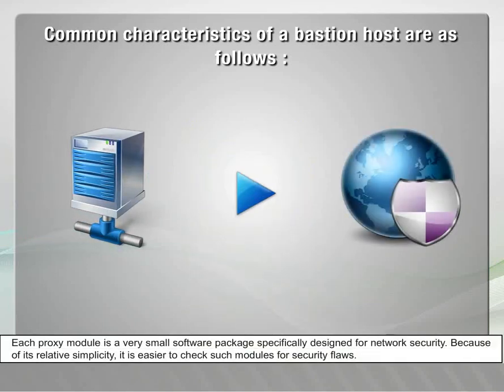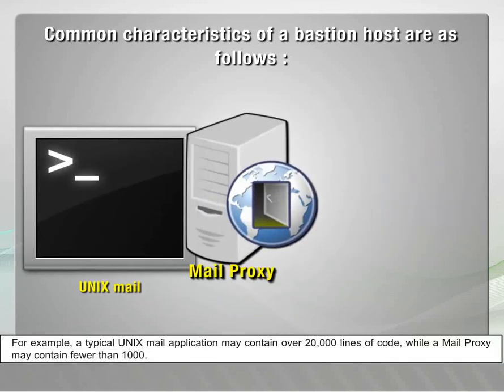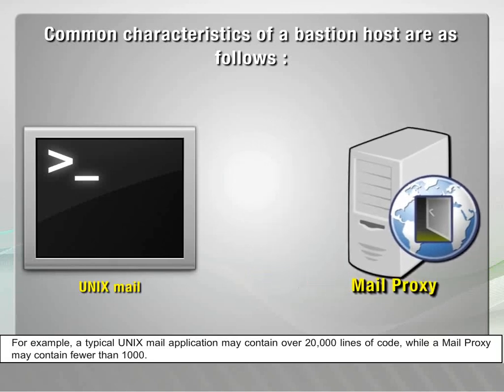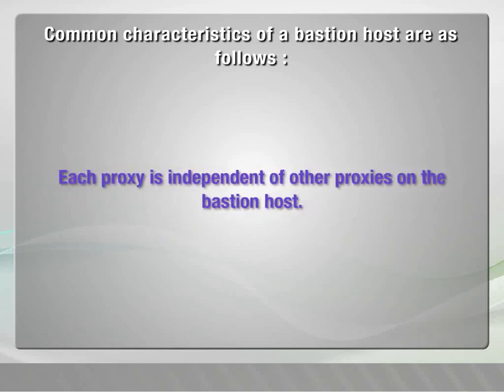Each proxy module is a very small software package specifically designed for network security. Because of its relative simplicity, it is easier to check such modules for security flaws. For example, a typical Unix mail application may contain over 20,000 lines of code, while a mail proxy may contain fewer than 1,000. Each proxy is independent of other proxies on the bastion host.